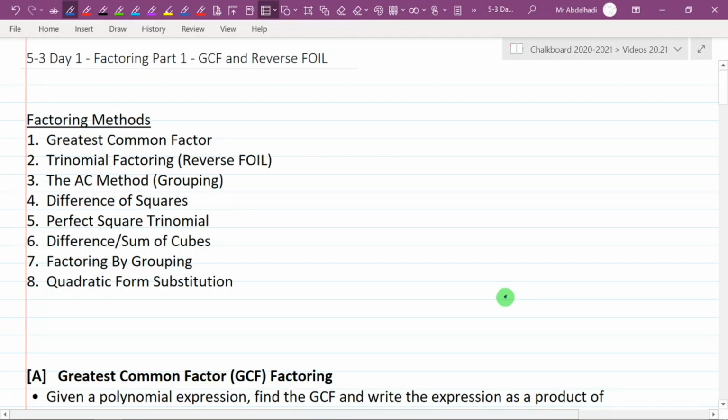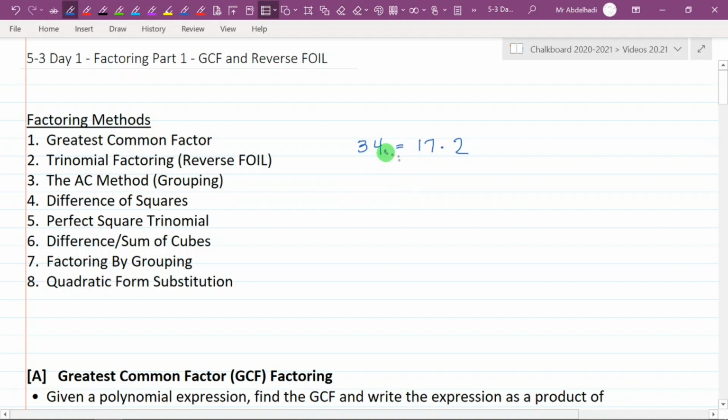Okay, welcome back. Today we're going to be talking about factoring, specifically factoring algebraic expressions. Now, factoring is something that you've done before where you took a number, like 34, and you could write it as the product of two factors, meaning 17 times 2. These are factors, and when you multiply the factors, you get the product.